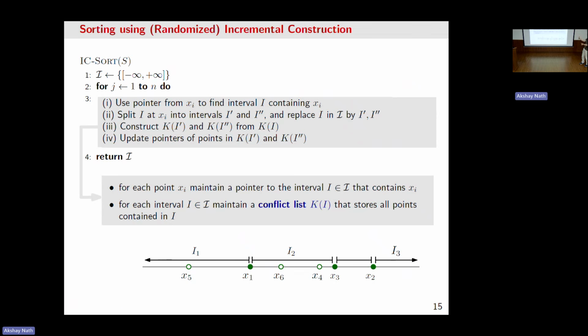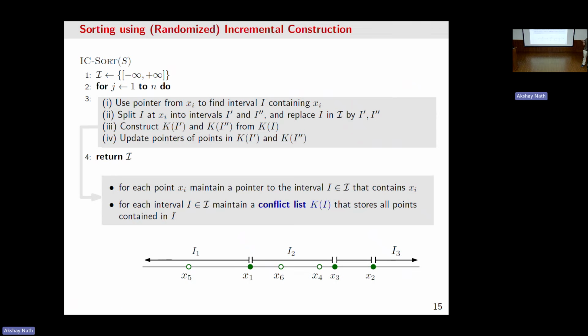Yeah, so I have to compute the conflict lists of the new intervals. If I insert something in the middle of an interval, that means that some of the points in its conflict list go to one subinterval, the others go to the other one. I just look at all the points and see if they have to go left or right. That's very simple, and then I have to update all these pointers.